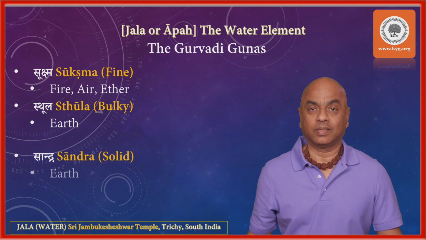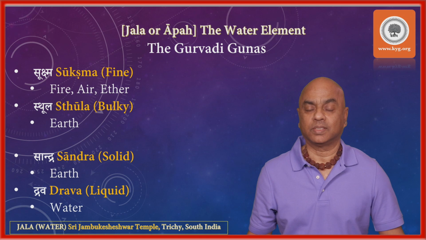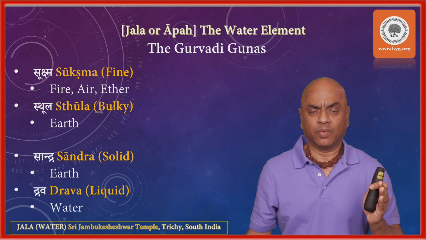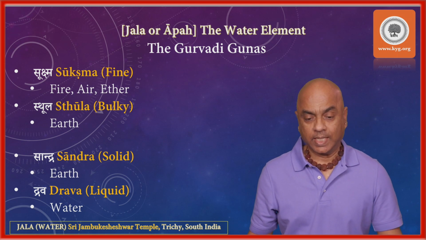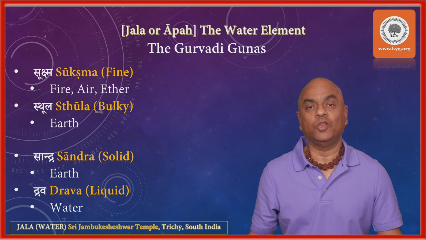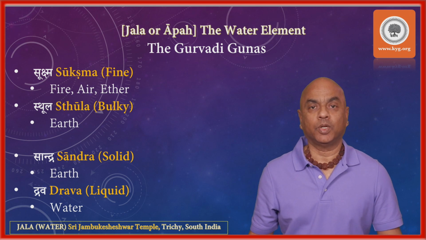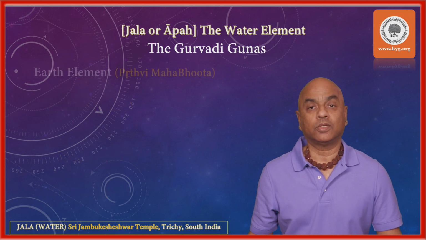Sandra is solid, the last 2 qualities, and Drava is liquid. Liquid is water, Sandra solid is predominantly earth. You can go back, rewind and take notes of these qualities if you haven't already. Then whenever you are engaging yourself in preparing a meal, think of these qualities and see how much of which quality is there in your meal predominantly, and you will be able to understand the relation between what you eat and what elements pertain to you or prevail in your body. That is the idea of this.